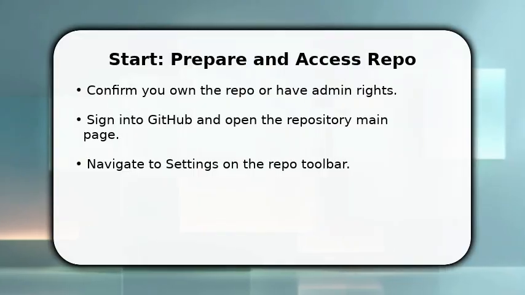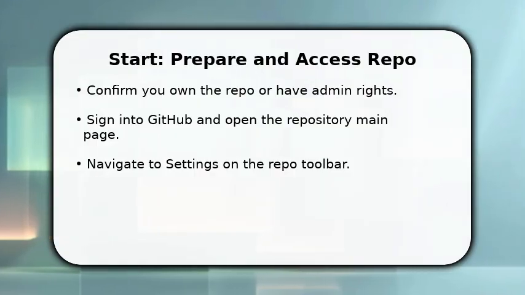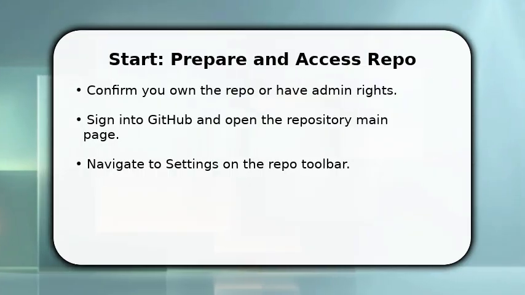You have the essential access. Now take the first steps. Sign into your GitHub account and open the specific repository you intend to remove. Once there, click the Settings tab in the repo toolbar. This is where deletion controls live.